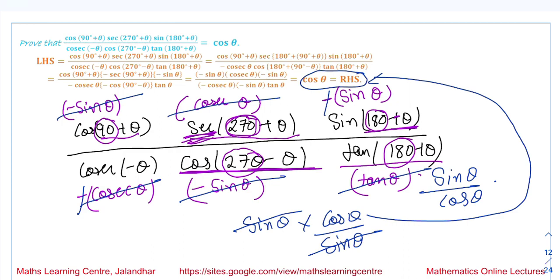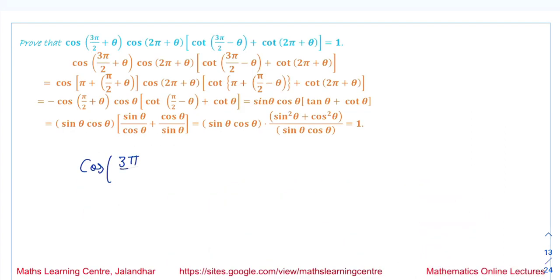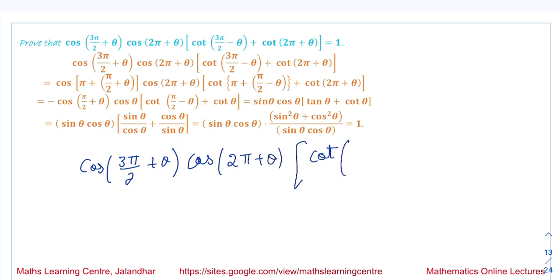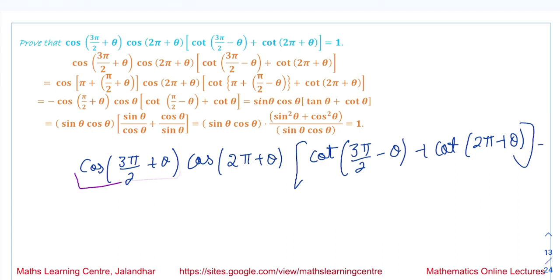Next is cos of 3 pi by 2 plus theta, cos of 2 pi plus theta, cot of 3 pi by 2 minus theta plus cot of 2 pi plus theta. We want to calculate the value of this. Look at this first term, the angle lies in the fourth quadrant, it is 3 pi by 2 plus theta, and in fourth quadrant cos is positive, it is 3 pi by 2, odd multiple of pi by 2, so the answer will become sine of theta.